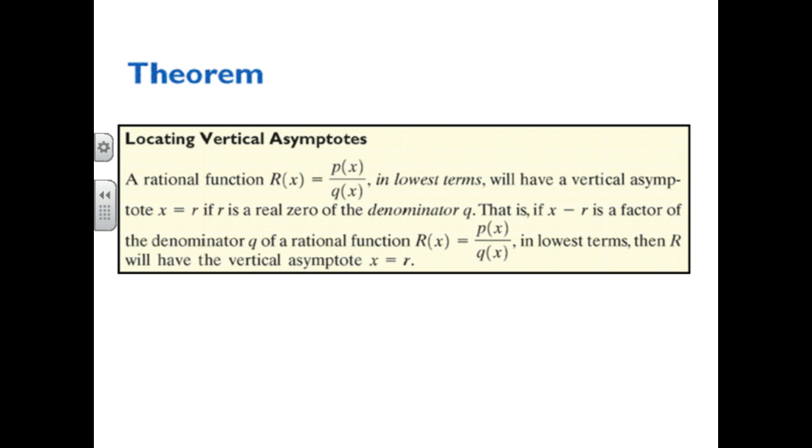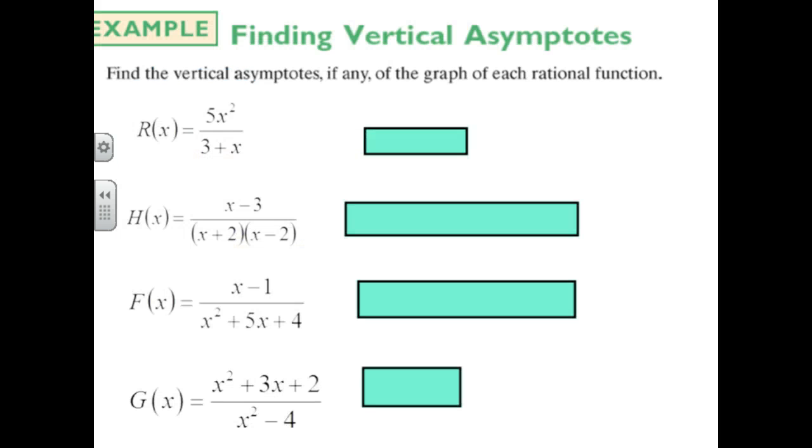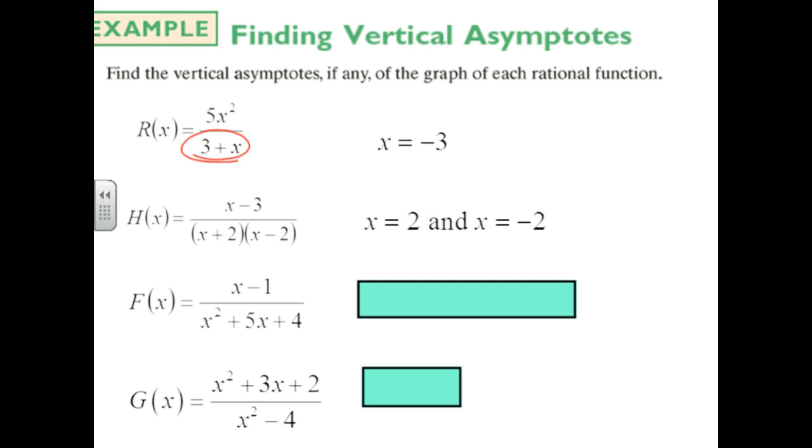So vertical asymptotes, remember, we're going to set the denominator equal to 0. So looking at finding some vertical, this one, if we set the denominator equal to 0, we'd get x equals negative 3. This one, I've got 2 dads in the house, 2 vertical asymptotes. One's at 2, one's at negative 2.